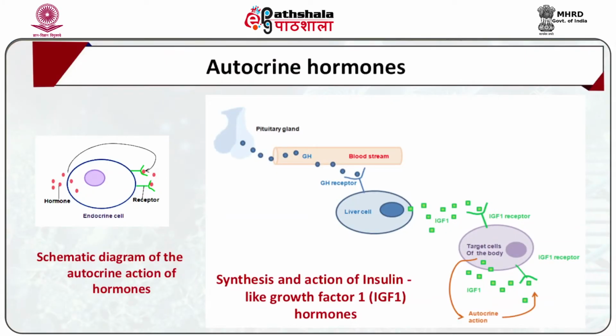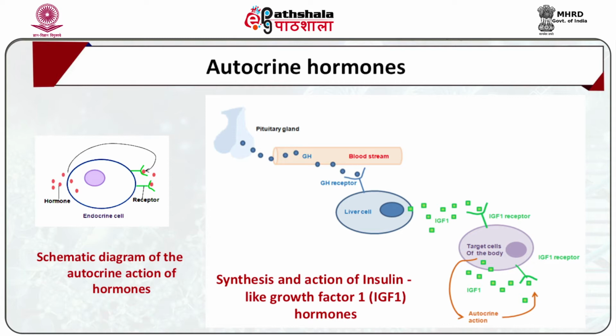Now, autocrine hormones. Autocrine hormones, taken from the Greek word autos, which means self, crines, which means secrete. Autocrine hormones are hormones that act on the cells that produce them or on the same type of cells. For example, the autocrine hormone, insulin-like growth factor 1 hormone, produced by target cells such as fibroblasts, chondrocytes, osteoblasts, etc., rebinds to secreting target cell in an autocrine manner where it promotes cell growth.